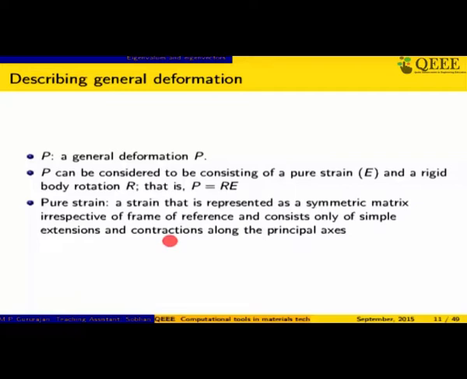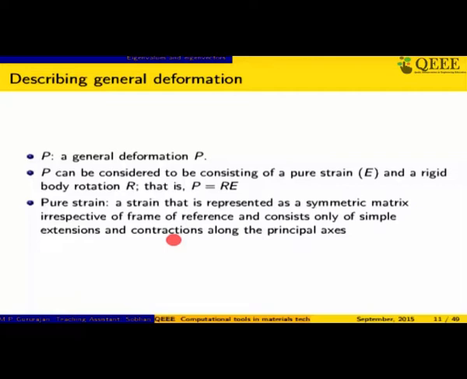Now if it is symmetric, then the 12 and 21 components are the same, the 13 and 31 components are the same, and the 23 and 32 components are the same. So instead of 9 independent components, you will get 6 independent components. The lower off-diagonal components will be the same as the upper off-diagonal components. Such a system is known as a symmetric matrix, and pure strain is a strain that can be represented as a symmetric matrix irrespective of frame of reference. It doesn't matter which frame of reference you are looking at, it will always give you a symmetric matrix.